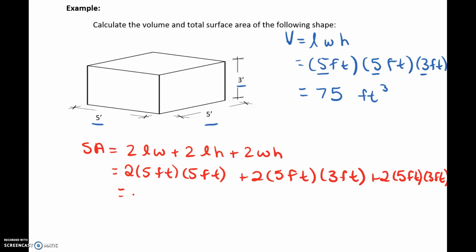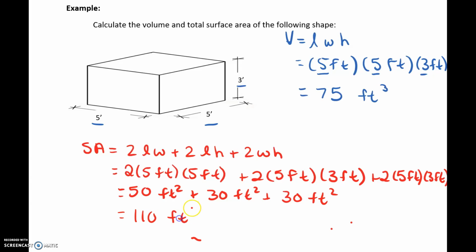Doing the calculation, 2 times 5 times 5 gives us 50 square feet. 2 times 5 times 3 gives us 30 square feet. And finally, 2 times 5 times 3 gives us 30 square feet once again. Adding those values together, we find out that the total surface area for the rectangular prism is 110 square feet.